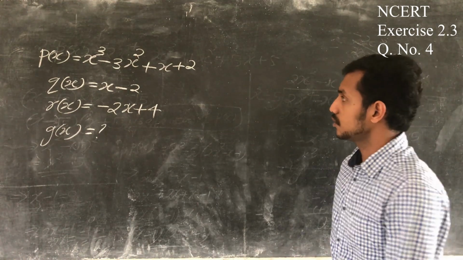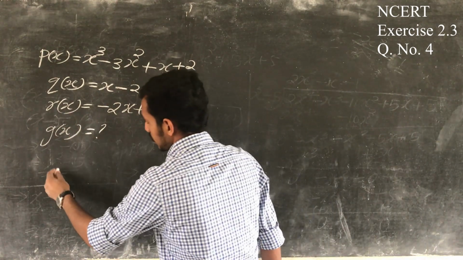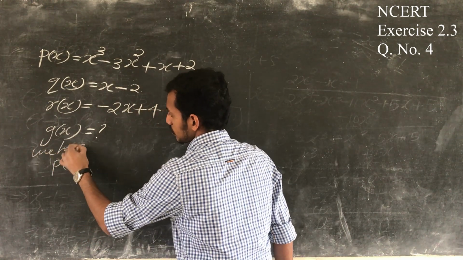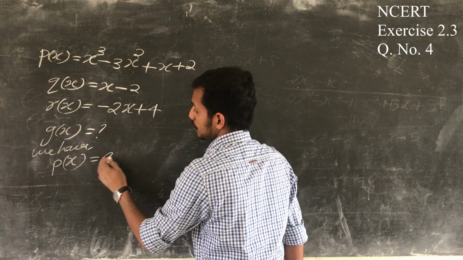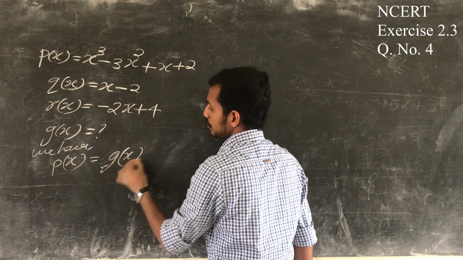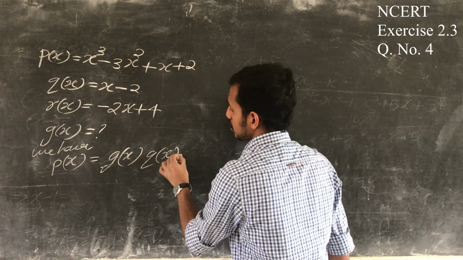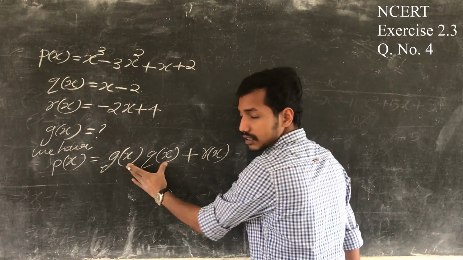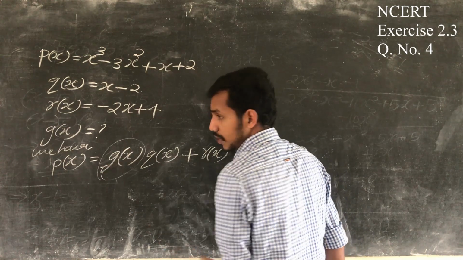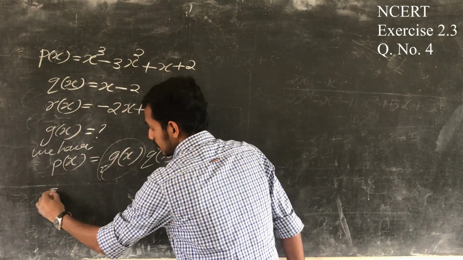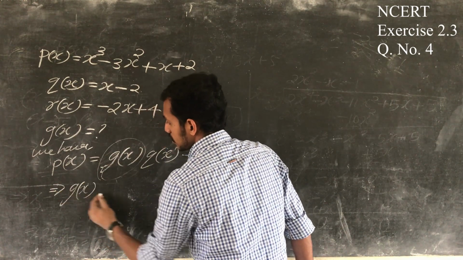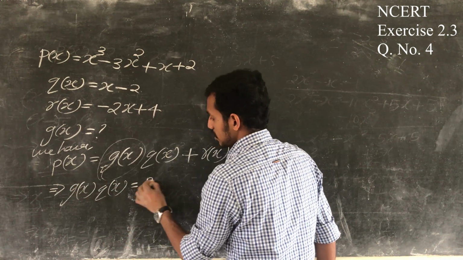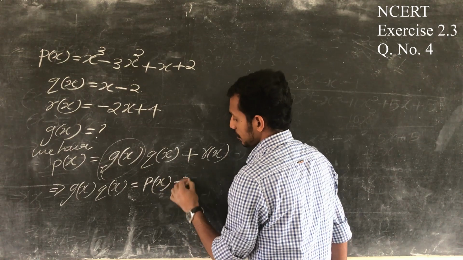g of x we have to find. So first write the argument. We have p of x equal to g of x into q of x plus r of x. Here we have to find g of x. Then we can write g of x into q of x is equal to p of x minus r of x.